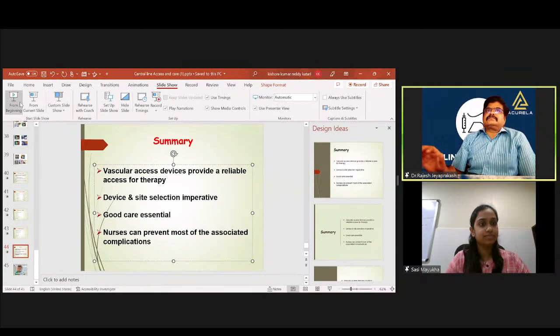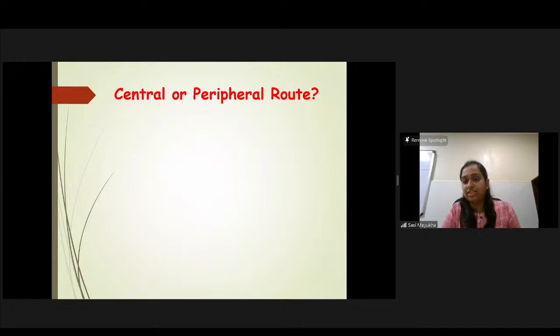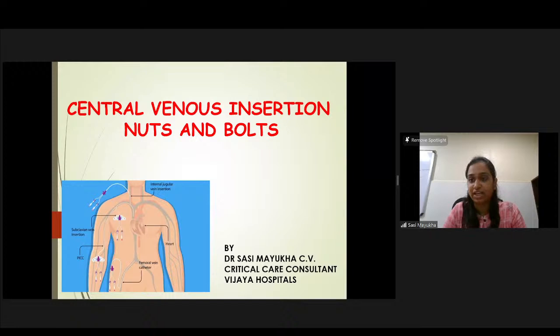Good afternoon, everyone. Today I'm going to talk to you about central venous insertion. The few things I'm going to talk about are the equipment which will be required, the sterile precautions which will be needed, and the technique of insertion. Now moving on to the topic, as the previous presenters have already told about central venous line and the importance of CVP measurement, I'll brush through the first few slides and then we'll go on to the demo.